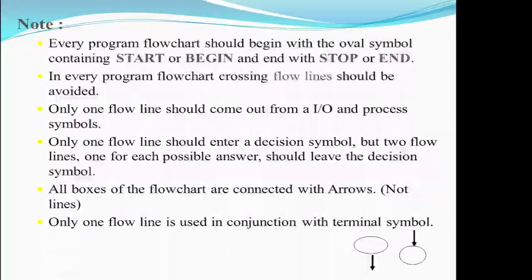Okay, they have to be connected with arrows. This must not be done by what? By lines. Okay, because arrows show direction. Only one flow line is used in conjunction with the terminal symbol like this. Okay, so let us see by example.